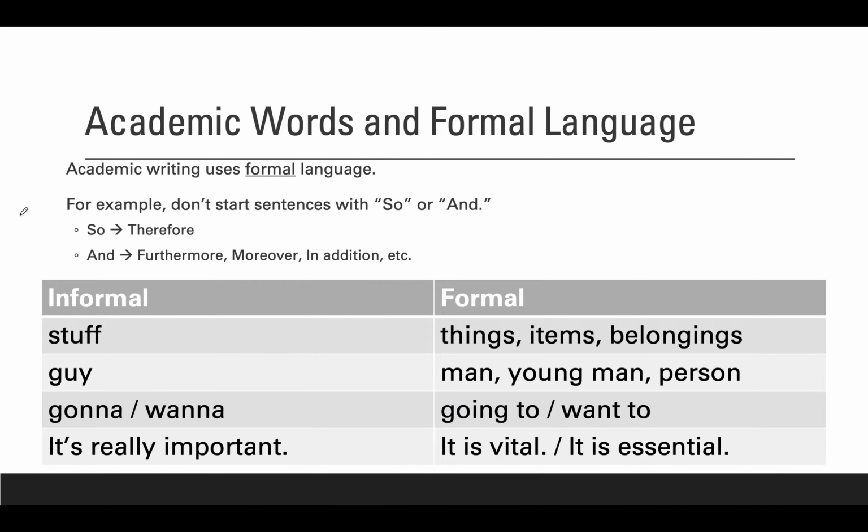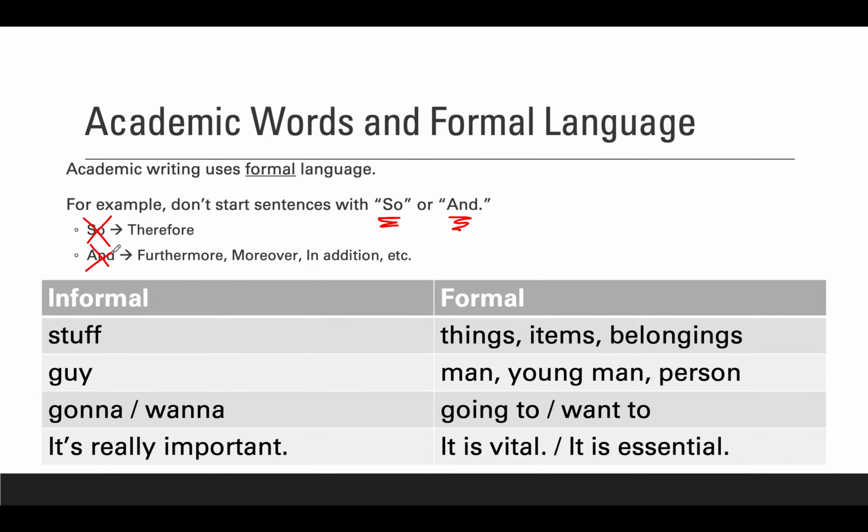So, for example, an example of formal language, in our normal everyday speech, many times we start sentences with so or and that's just fine when we're talking or when we're sending a text message. But in formal academic writing, like an essay or a research paper, we don't start sentences with so or with and. Instead, we need to use more formal language.